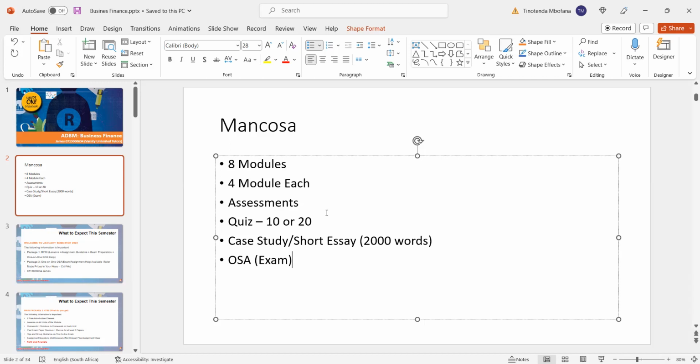Point number two is the assignments themselves. Ensure that you pass each and every assignment that you do. Right? So the quiz, like I said, if it's out of 10, make sure you get at least 5 out of 10. If it's out of 20, make sure you get at least 10 out of 20, at least 50%. If it's the case study with the 2,000 words, make sure that you get at least 15 out of 30. If it's the exam, make sure that you get at least 50 out of 100. So if you pass all of your assignments, all of your modules, all of your exams, you are not going to have a problem. But if you fail one of these things, you might end up having to repeat the module. So Mankosa is very strict about that. You might end up having to repeat the module.